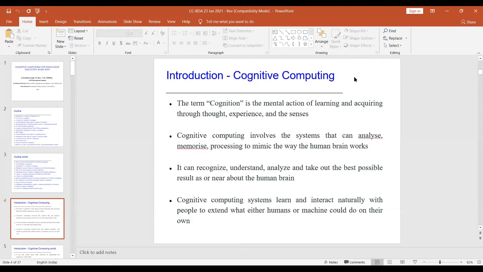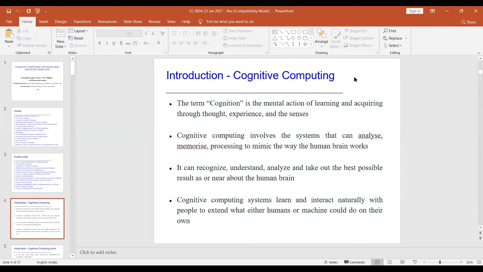Similarly, what we are going to do in cognitive computing is that we are making the system learn and acquire knowledge through thought, experiences, and senses. This is the meaning of learning through the thought process and experience, based upon past experiences and based upon the senses also. These three things put together will make the learning and the computation process much more accurate.